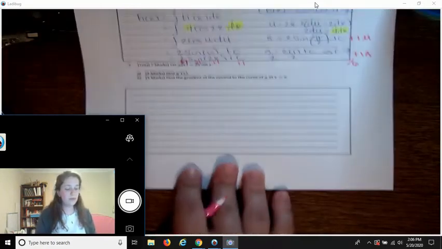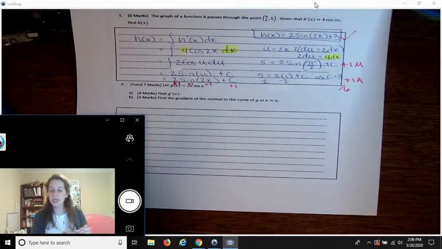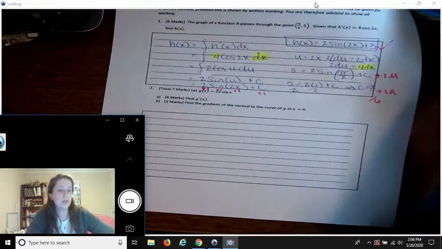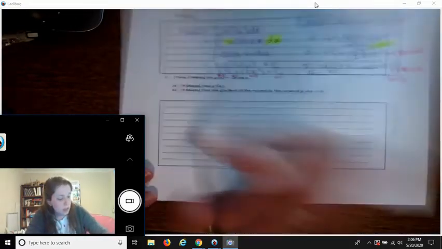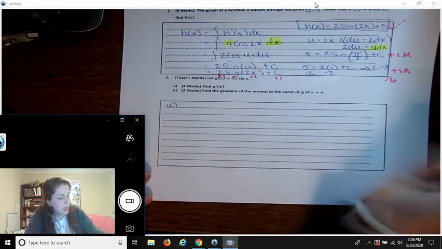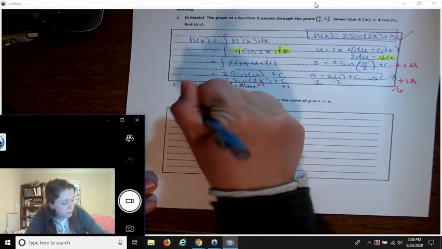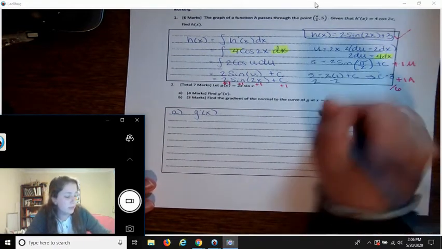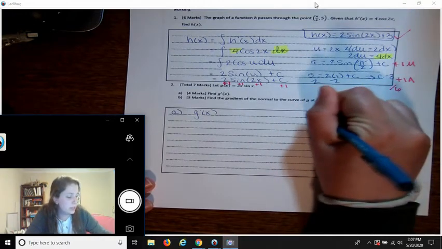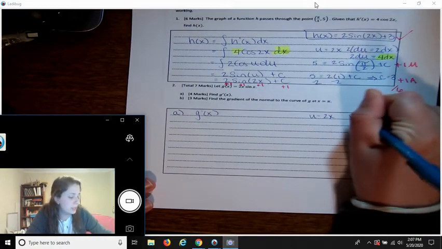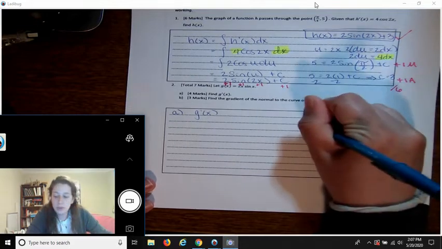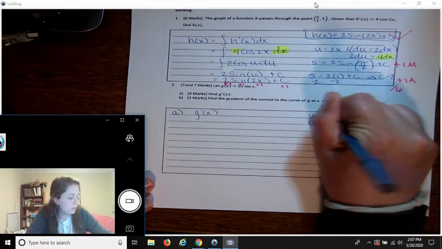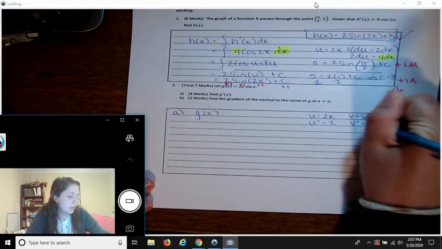Number 2, first it gives you a g, and it wants you to solve for g prime of x. So, sorry, let me move all my stuff. So for part A, to find g prime, you could split it up into 2 pieces and do the product rule formally. I'll write that out for you. Our u was 2x, our v was sine x, our u prime is 2, our v prime is cosine x.